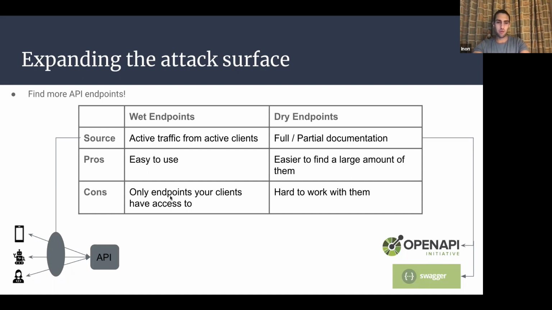If there is some type of client, for example, some IoT device that uses the same API, you can't really use those endpoints, right? Because you don't have the IoT device.